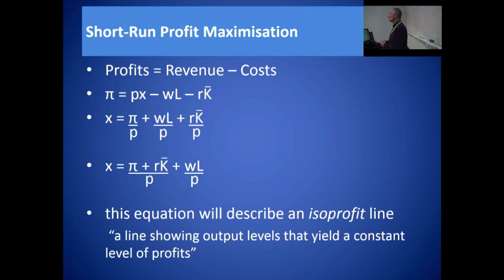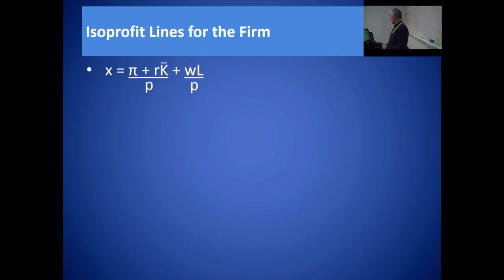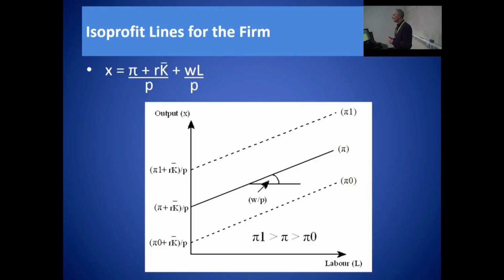So were we to graph that iso-profit line, what we'd end up with is something like the following. Now whenever you draw these diagrams, the first thing you need to remember is what is on the axis. So for example, when we looked at isoquants last week, what was on the axis? That was our factor inputs, labour and capital.